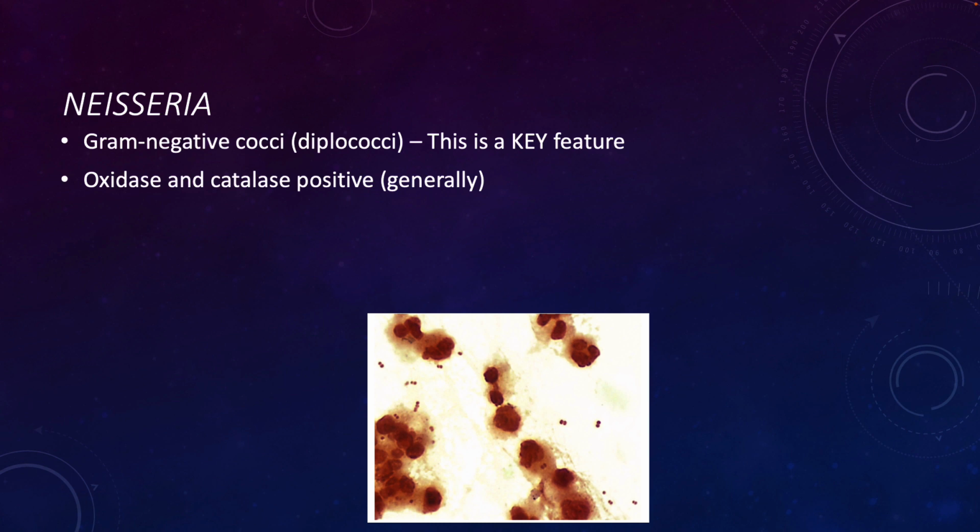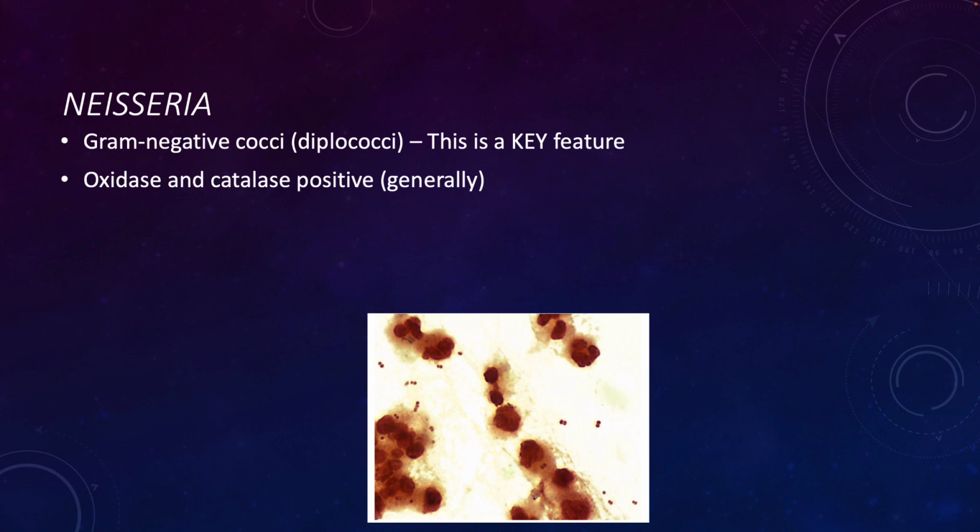Species belonging to this genus are generally oxidase positive and catalase positive. Oxidase is a really easy biochemical test. It literally takes like 30 seconds to a minute to do. You are looking for the presence of cytochrome C, and I'll show you what the test result looks like in just a second. And of course, we've already talked about catalase a number of different times.